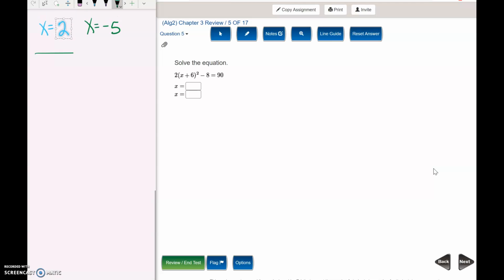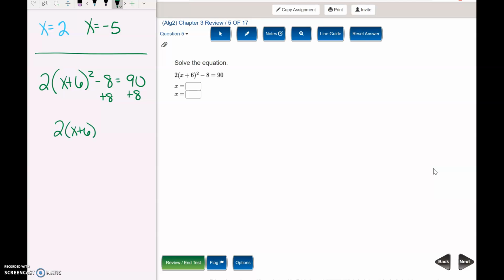Solve the equation. This time I see parentheses squared, so I want to get those parentheses entirely by themselves so that I can square root to solve this problem. I'm going to start by adding 8 on both sides. And then I'm going to divide by 2. So I have x plus 6 squared equals 49.